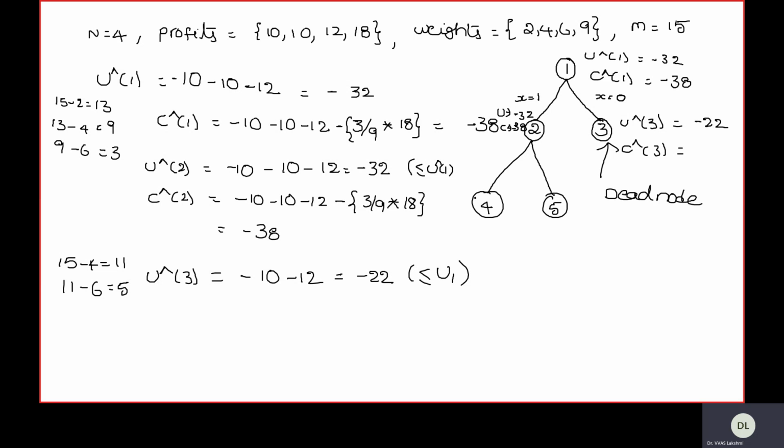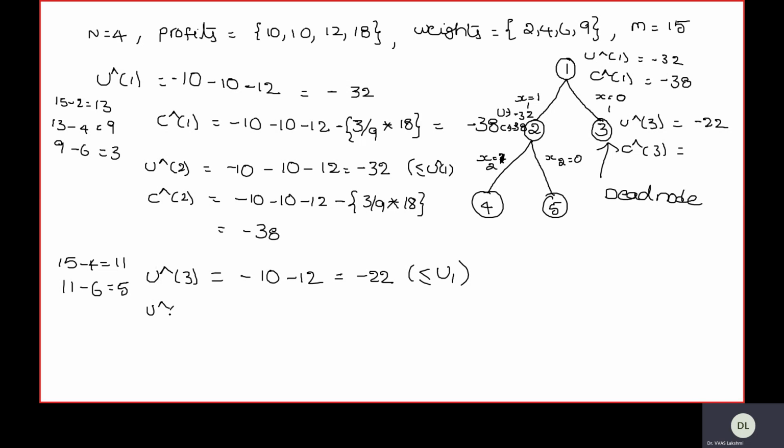Then we will move down, and this level is meant for the second item. So here x2 is equal to 1 and x2 is equal to 0. That means while traversing towards this path, x1 should be included and x2 should not be included. While traversing towards this path, x1 and x2 should be included and the other items may or may not be included. So here we are going to calculate the upper bound and lower bound for 4.